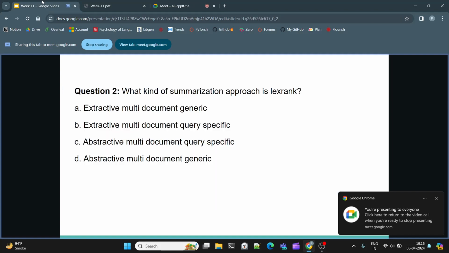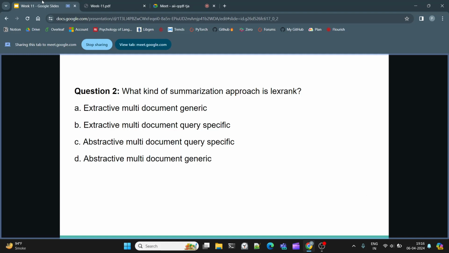So, the next question is: we studied the LexRank algorithm in this week's lectures. What kind of summarization approach does this fall under? Please attempt the question, and we'll discuss it in a couple of minutes. If you know the answer, please post your answer in the chat.